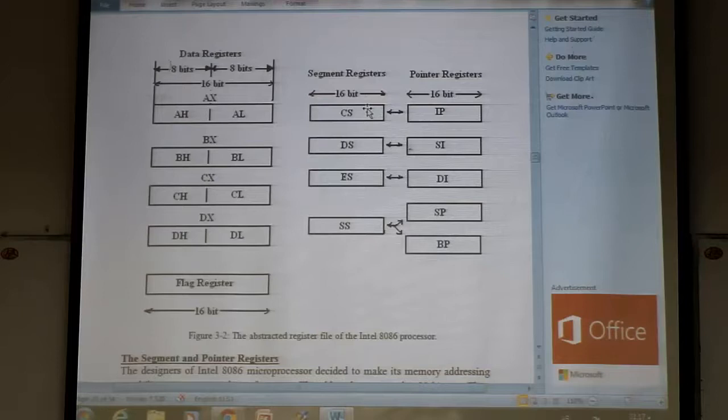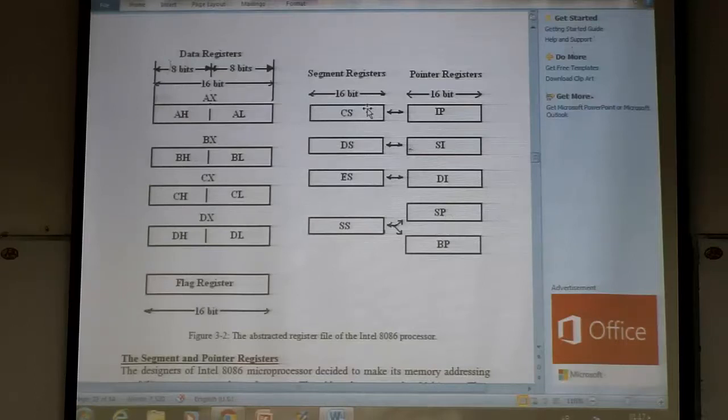If we just use the 16-bit address, you cannot address more than 64 kilobytes out of 1 megabyte. So we need to combine the segment register with a pointer to make the 20-bit address. What is the code segment? The code segment is the segment in which we store the code. What is the code? The program. We refer to the program as the code.